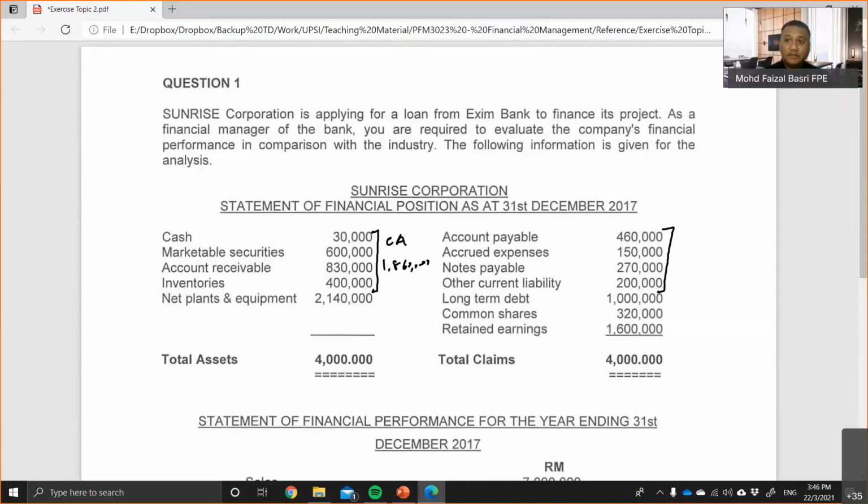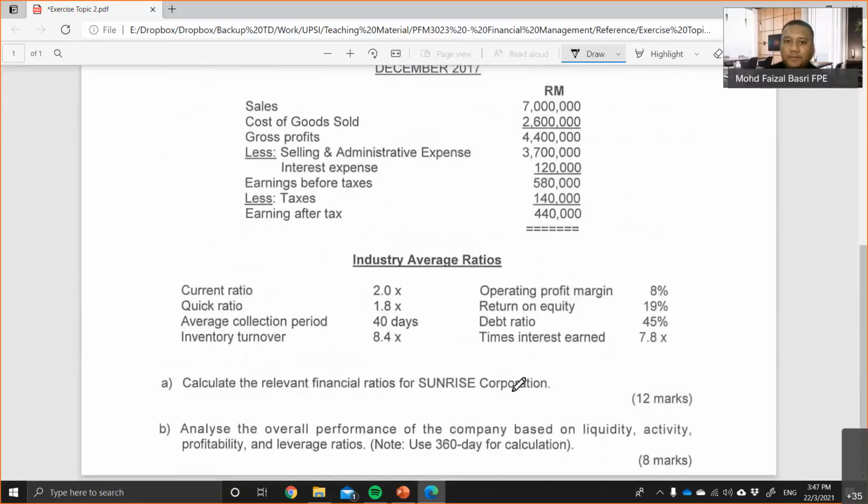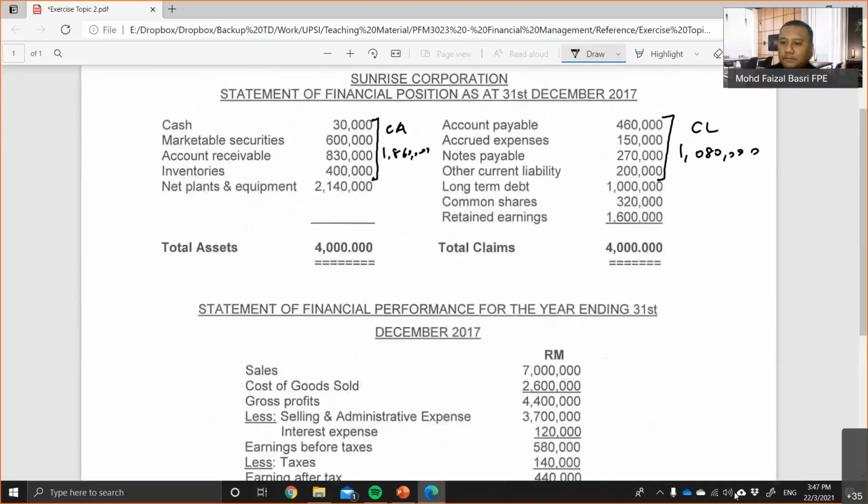So in total, we have 460 plus 150 plus 270 plus 200. So in total, the current liabilities will be 1.08 million. Okay, 1.08 million. So that's it. That's your current assets and current liabilities. Okay. So if you want to calculate the ratio, listen. Okay, bear with me. I buka satu lagi.